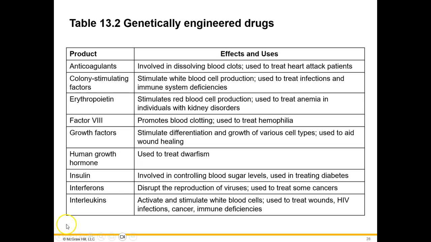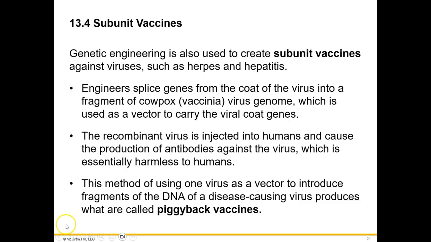Even though it sounds kind of futuristic to talk about genetically engineered things, it turns out we've been doing this for many, many years, and it's a part of our everyday life, and these genetically engineered drugs have saved a lot of lives. Another really interesting way we are able to genetically engineer things to overcome disease or viruses are subunit vaccines. So anytime you see piggyback vaccine or subunit vaccine, those are the same thing. This is like the nickname. This is the more technical term.